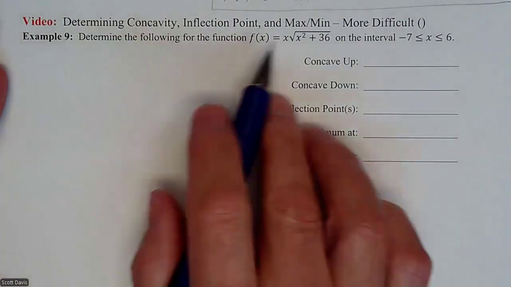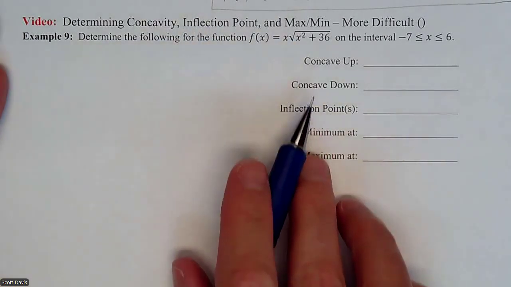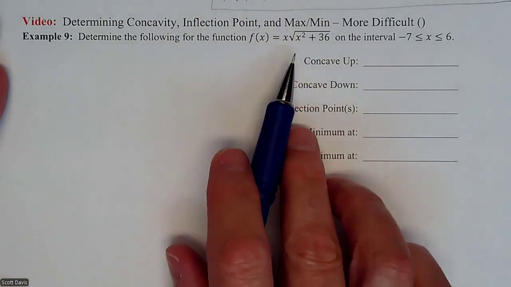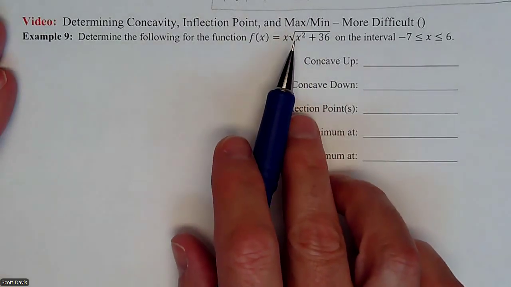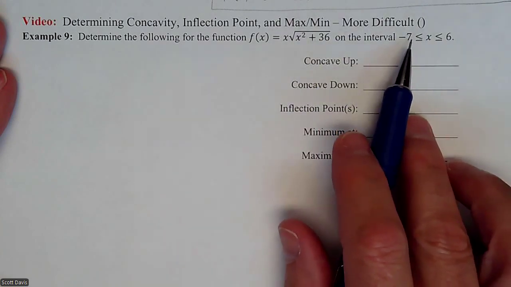This calc example is going to be looking for some concavity, an inflection point, and then we're going to be looking for a maximum minimum as we go through this. So part of this is to recognize that when we do our derivative, we have a product rule, and we also have an interval, right?